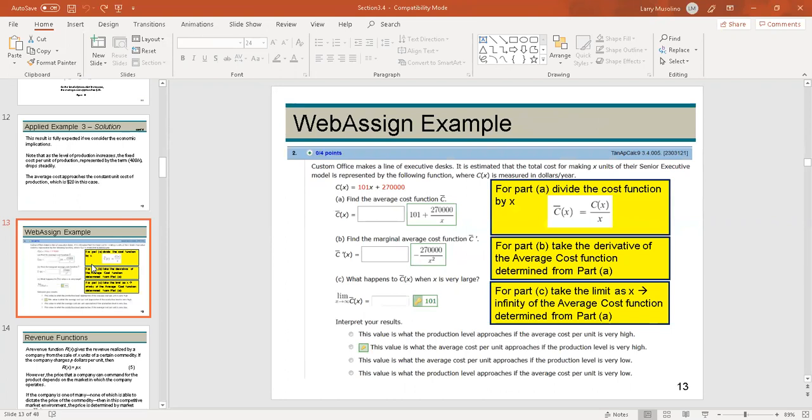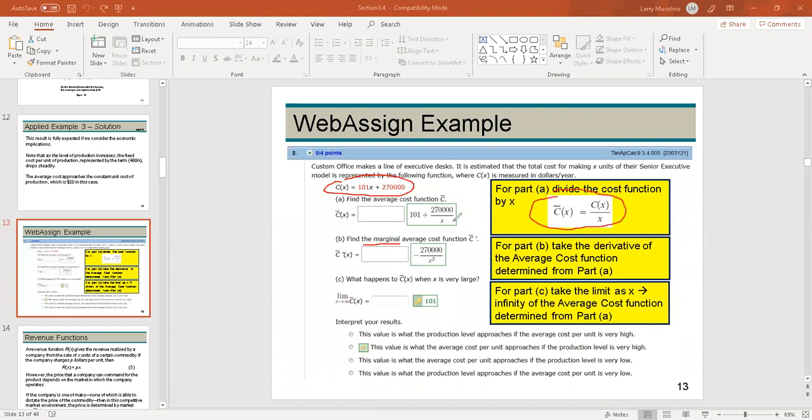So here's an example in WebAssign similar to what we just did. Okay, so first question, of course, they're giving me a cost function here to begin with, and they want to know what's the average cost function. Well, remember, the average cost function is take the cost function, divide by x. Then they want me to find the marginal average cost function. Well, for the marginal average cost function, you take the derivative of the answer you got in part A.